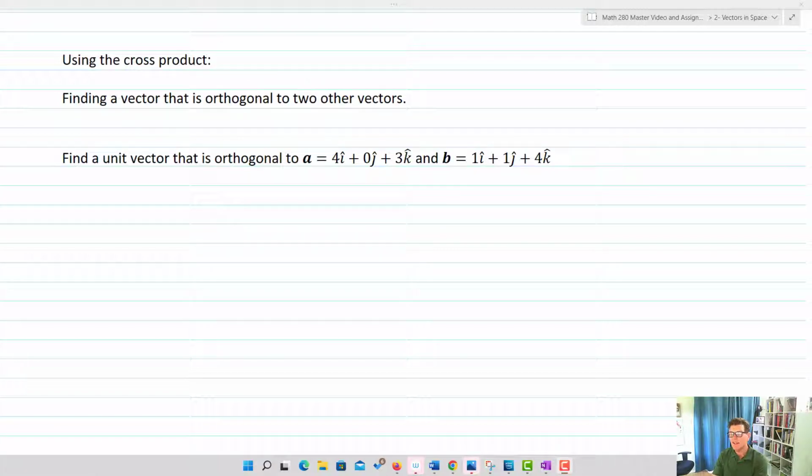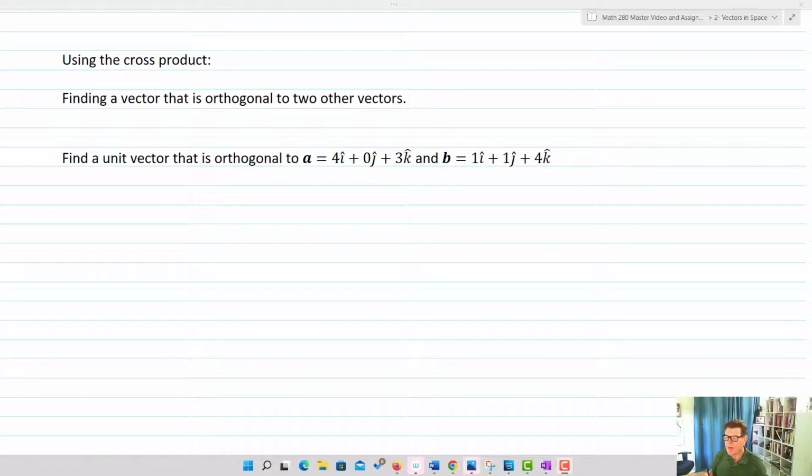All right, so now let's do something that is really important, really valuable, and that we're going to utilize a lot inside of our next chapter. And that is we're going to use the cross product. So let's say, for example, we want to find a vector that is orthogonal to 2 other vectors. This is something that we're going to do a lot of. So we want to find a unit vector that is orthogonal to the vector A, which is 4, 0, 3, and B, which is 1, 1, 4.